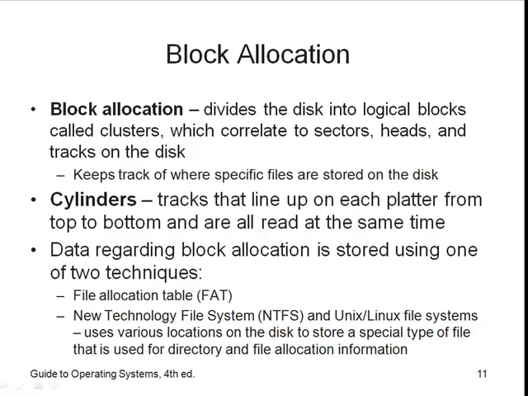Data regarding block allocation is stored using one of typically two techniques in today's operating system file structures. File allocation tables, we see this particularly in older file systems, we call that FAT. One of the more common file systems still in use today is FAT32. New Technology File System, or NTFS, is now the industry standard, particularly for Windows environments, and of course Unix and Linux file systems. They use various locations on the disk, depending on the operating system, to store a special type of file that is used for directory and file allocation information. Don't worry about it, we're going to elaborate on it in just a few minutes.